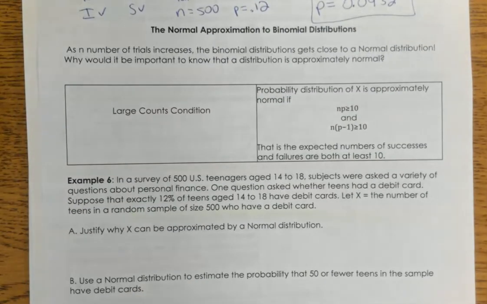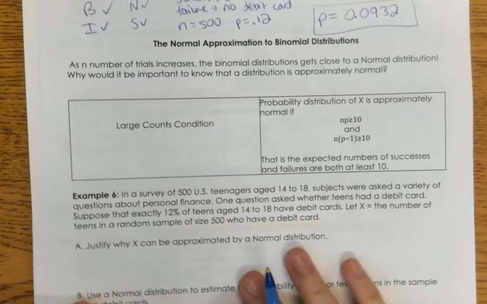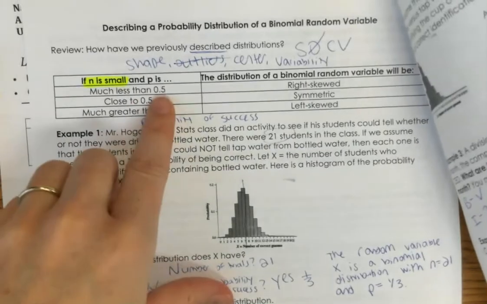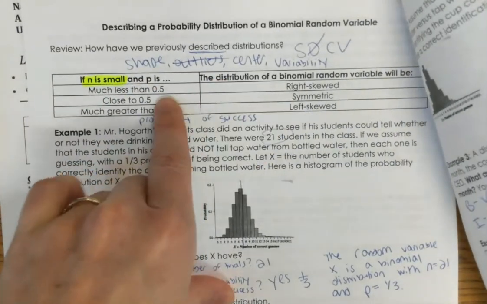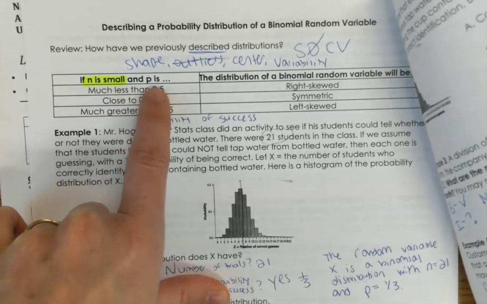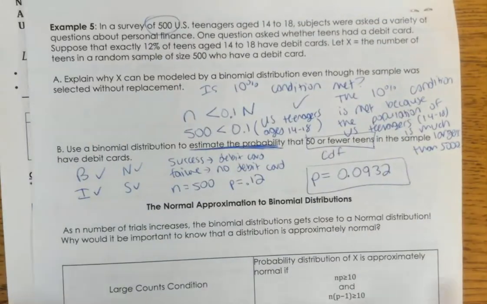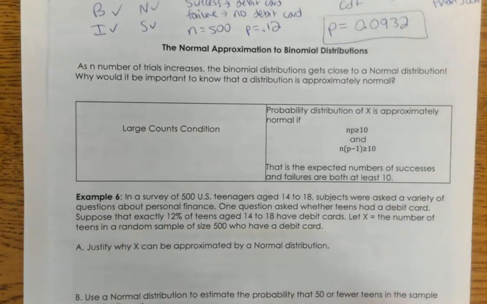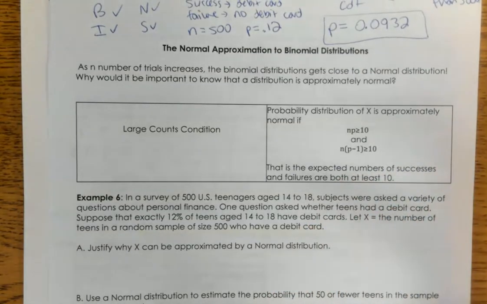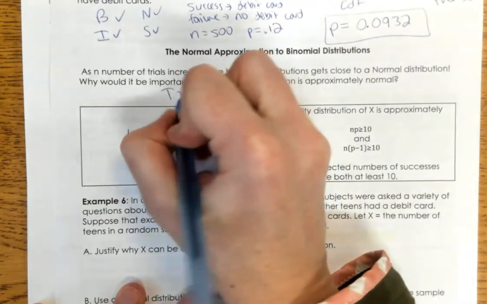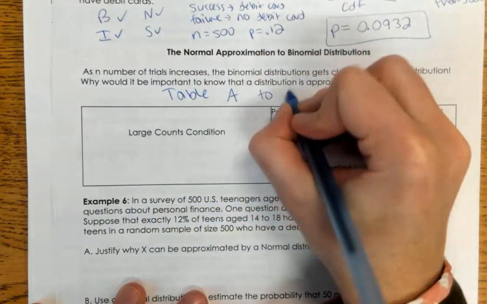Okay, so normal approximation of binomial distributions. As the number of trials increases, the binomial distribution gets close to a normal distribution. Remember, back when we first started the video, we described the shape based on if n is small and whatever the p is. But if the n is big, what's the shape? It's going to be normal. So as n increases, it gets closer and closer to a normal distribution. Why would it be important to know that a distribution is approximately normal? What can we do with normal distributions? We can use our table A to find probability.